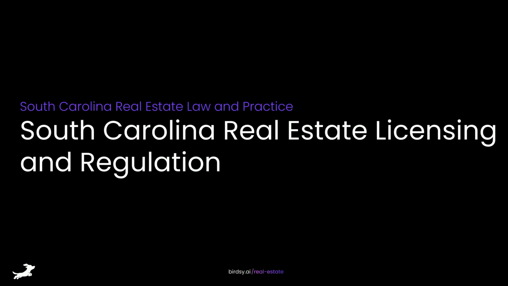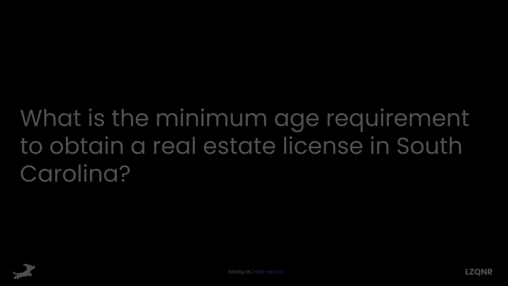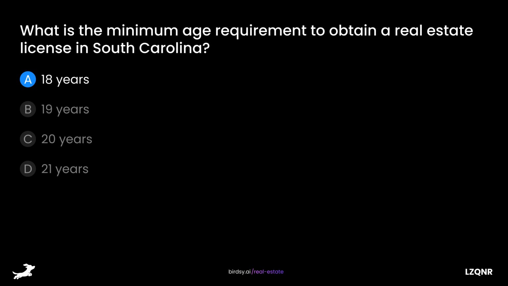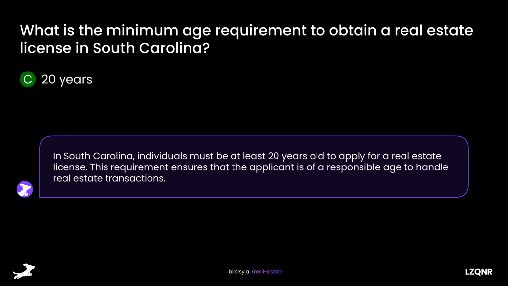South Carolina real estate licensing and regulation. What is the minimum age requirement to obtain a real estate license in South Carolina? Is it A, 18 years, B, 19 years, C, 20 years, or D, 21 years? The answer is C, 20 years. In South Carolina, individuals must be at least 20 years old to apply for a real estate license. This requirement ensures that the applicant is of a responsible age to handle real estate transactions.